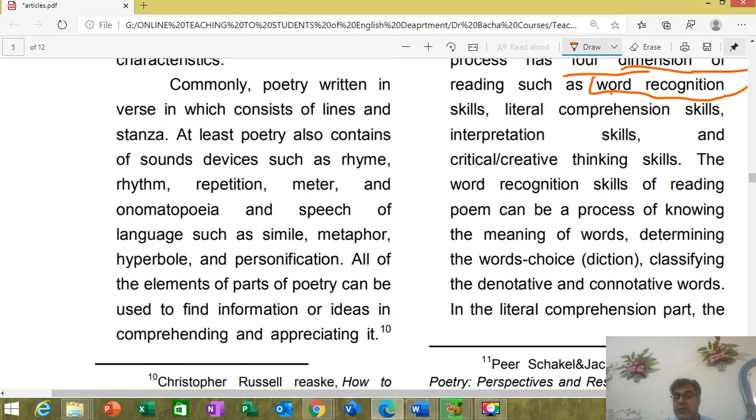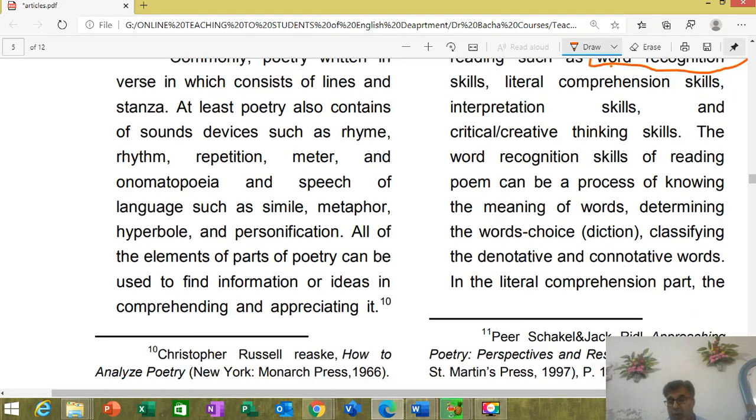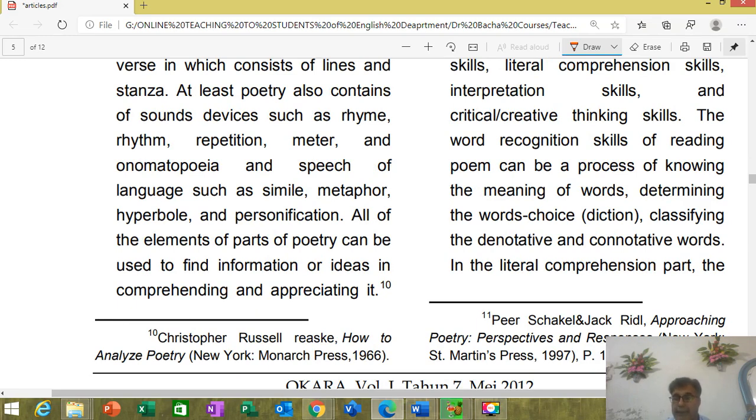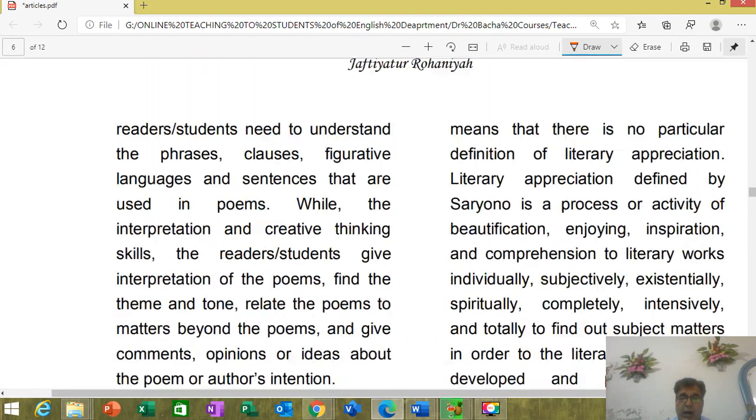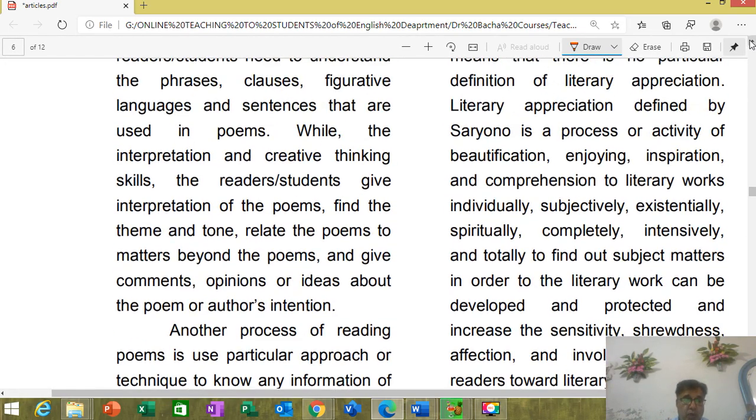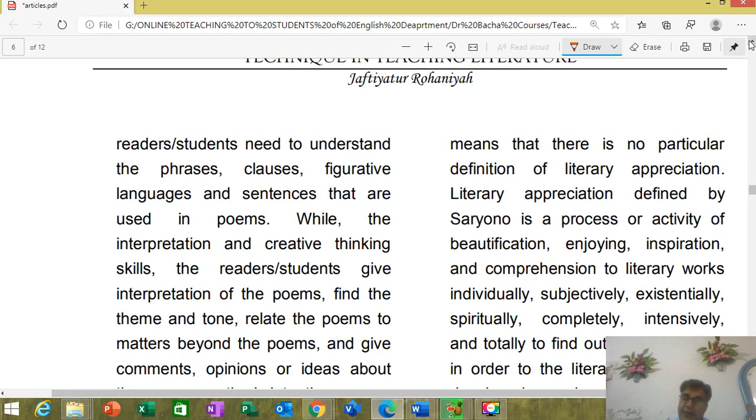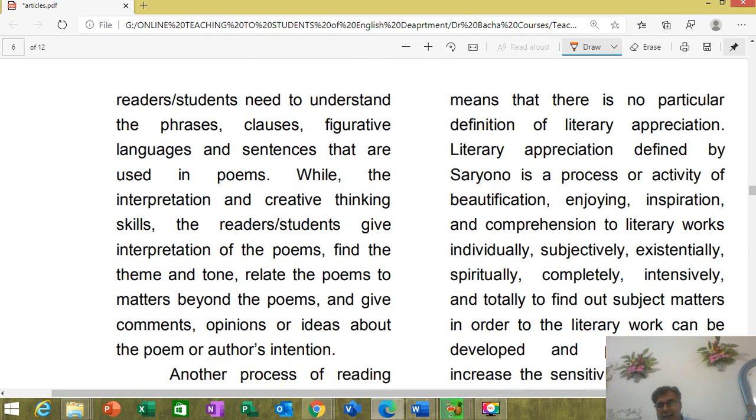The word recognition skill of reading a poem can be a process of knowing the meaning of words, determining word choice, diction, classifying denotative and connotative meaning, which you have already read about in semantics class. And for the literal comprehension part, students need to understand the phrases, clauses, figurative language and sentences that are used in the poem. So such analysis takes place in poetry teaching.